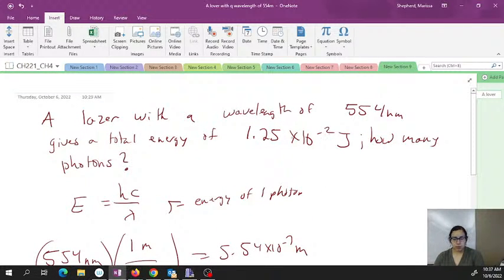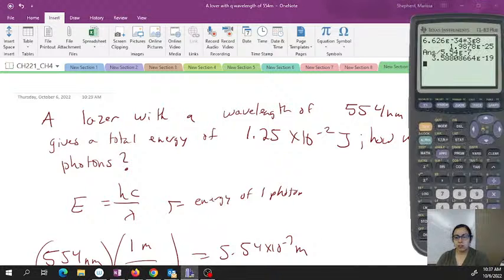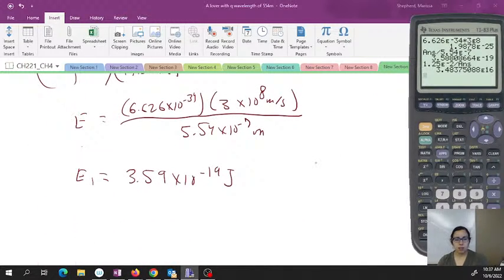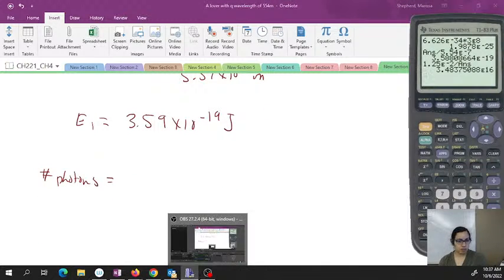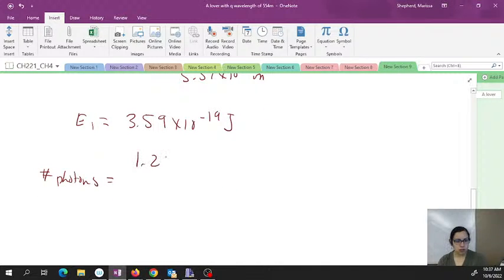And so let's see how many total photons were in that laser. So now we just have to divide 1.25 times 10 to the negative 2 by my answer. And so I get a lot of photons. Let me know if you get that. So 3.48 times 10 to the 16 photons. And so I'll just write out what I did. So just take the total and divide.